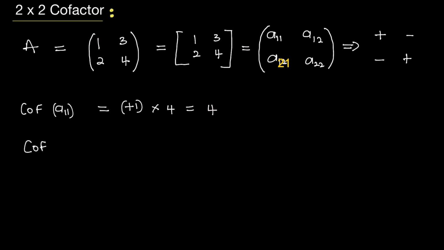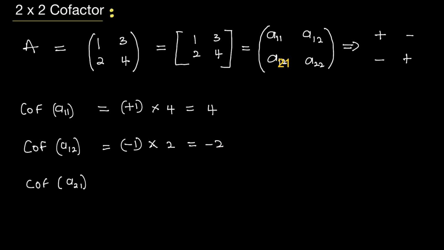Let's find the cofactor of A12, which is element 3. The cofactor of element 3 will be equal to minus 1, so we put minus 1 here, times, we come to 3 here and draw a line there and a line there, and we see 2 is not in that line, therefore the minor matrix of the element 1, 2 is 2. 2 times minus 1, that's minus 2.